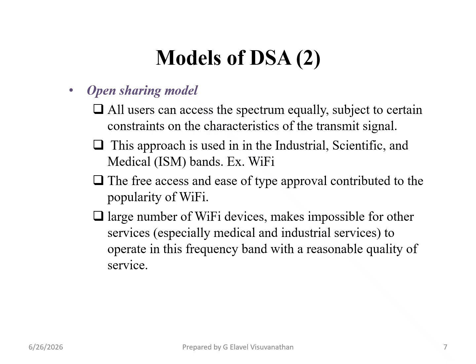Second point, this approach is used in the industrial, scientific, medical bands. That was the next. The free access and the ease of type approval contribute to the popularity of Wi-Fi. So Wi-Fi means, you know very well, there will be a router. With that router, it will be transmitting the signal. Whenever you want to use that Wi-Fi, you can pick that Wi-Fi with the help of your mobile phone. And then once you move from the place, you are going to disconnect. So depending upon the need, we can use that free access. The free access and easy type approval contribute to the popularity of Wi-Fi. That is going to be an open sharing model.